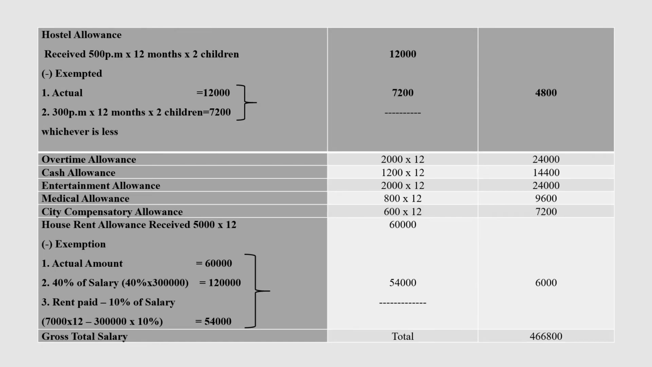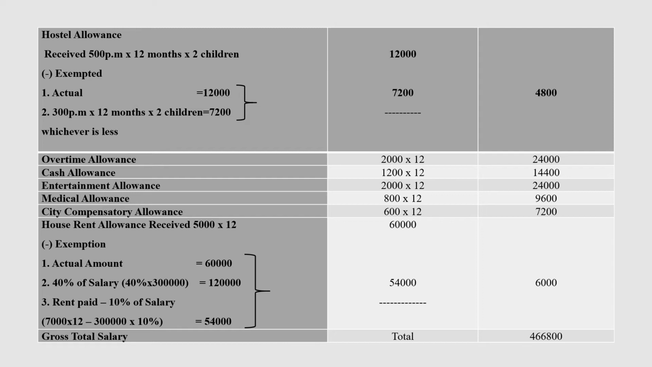Coming to hostel allowance. The amount received for hostel allowance is 500 per month for 2 children. Just like how we did education allowance, this also has to be done. What you're receiving is 500 into 12 into 2 children, 12,000. What is the exempted amount? Actual or 300 per month for 2 children is exempted according to the rule. So what is the actual? 12,000, and 300 into 12 into 2 children is 7,200.